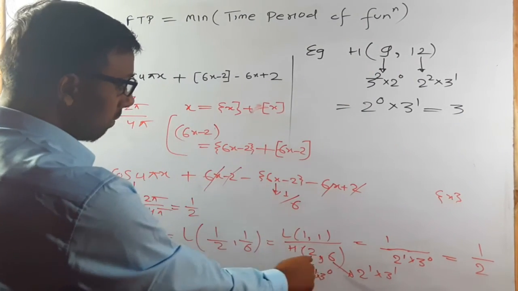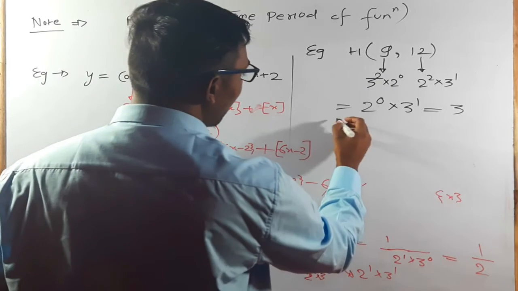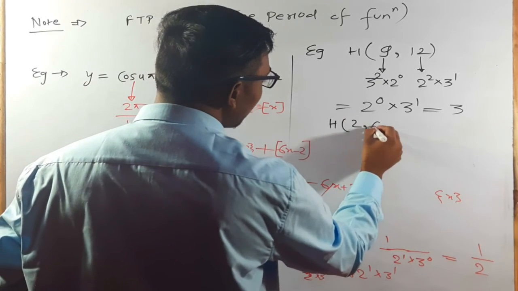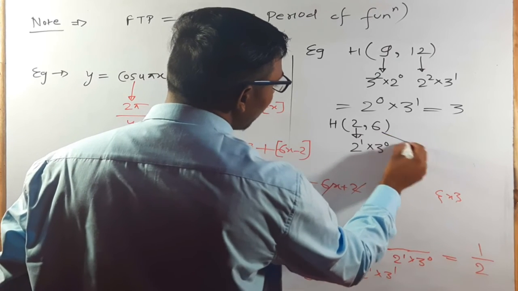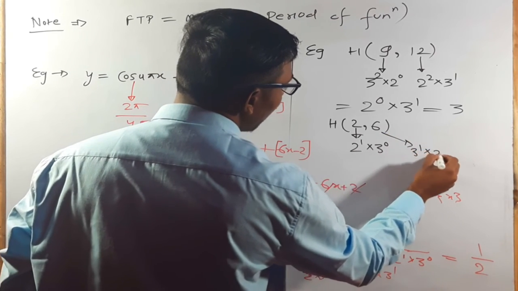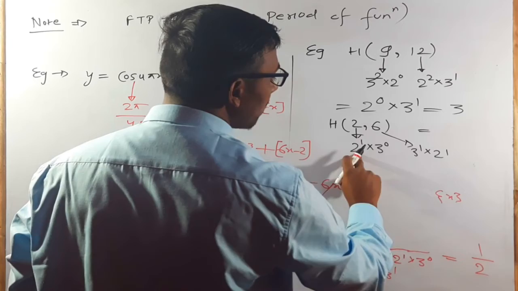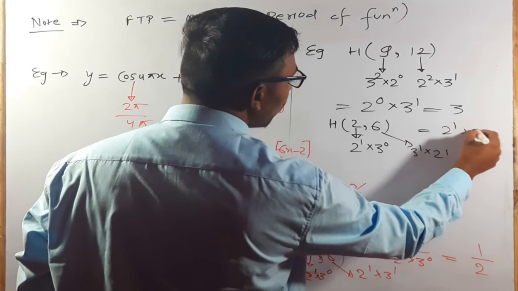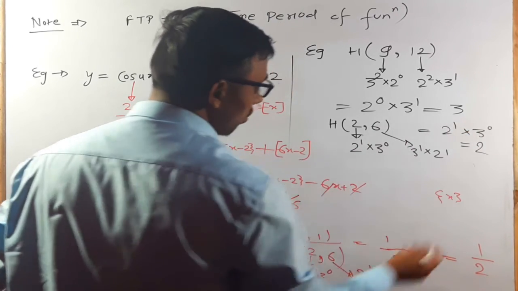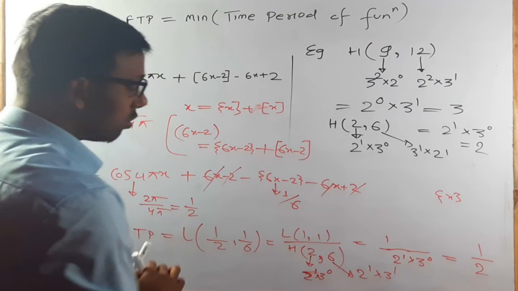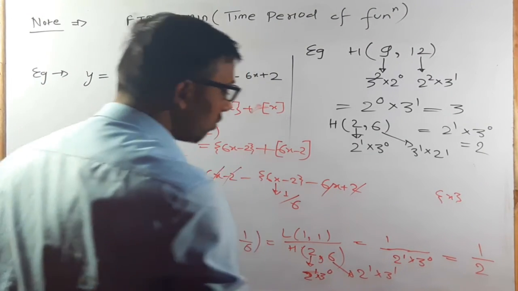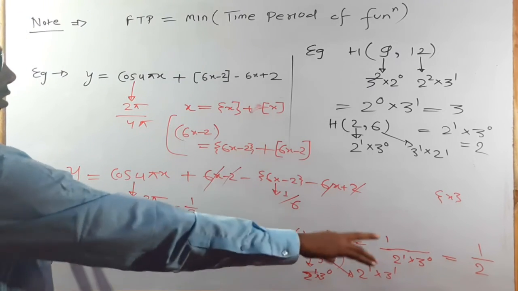Similarly, we can find the HCF of 2 comma 6 also. 2 is 2 to the power 1 into 3 to the power 0, and 6 is 3 to the power 1 into 2 to the power 1. So what are the minimum factors? 2 to the power 1 and 3 to the power 0. This is going to be 2. So this is how we have calculated the HCF of 2 comma 6, and this is the time period of the function.